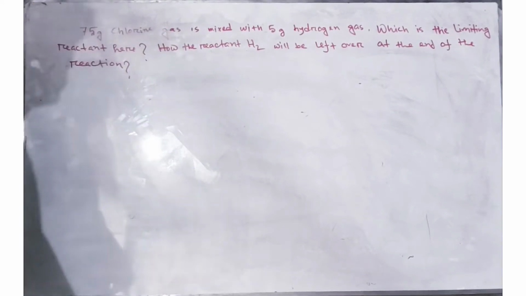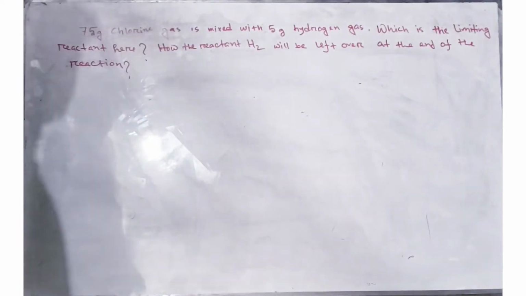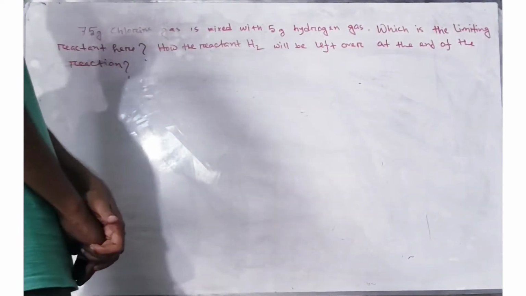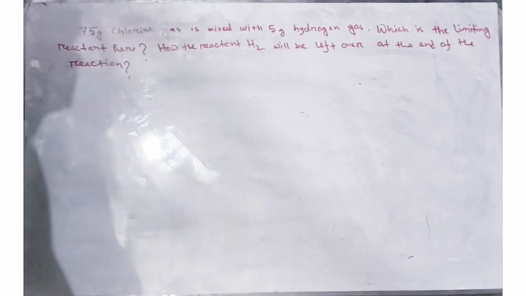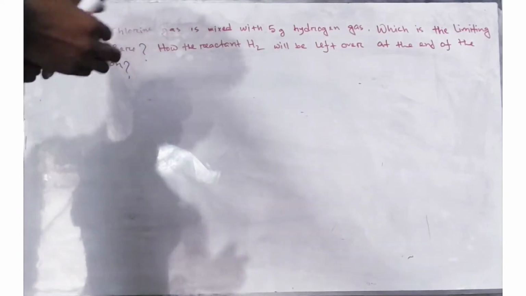75 gram chlorine gas is mixed with 5 gram hydrogen gas. Which is the limiting reactant here? And how much of the reactant hydrogen gas H2 will be left over at the end of the reaction? Now let me write it down and solve it.